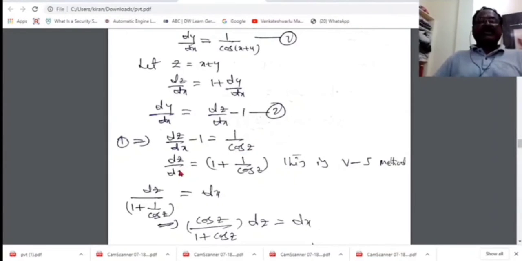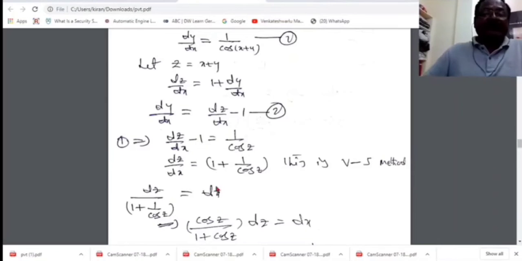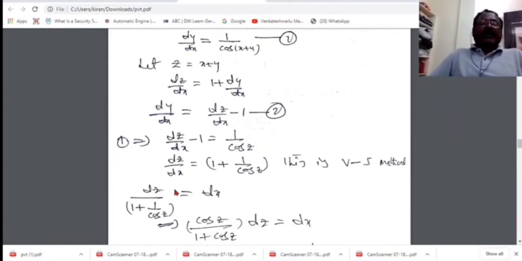dz by dx is equal to 1 plus 1 by cos z. This is the variable and separable method. Here the variables are x and z. Now separating the variables, dz by (1 plus 1 by cos z) is equal to dx.